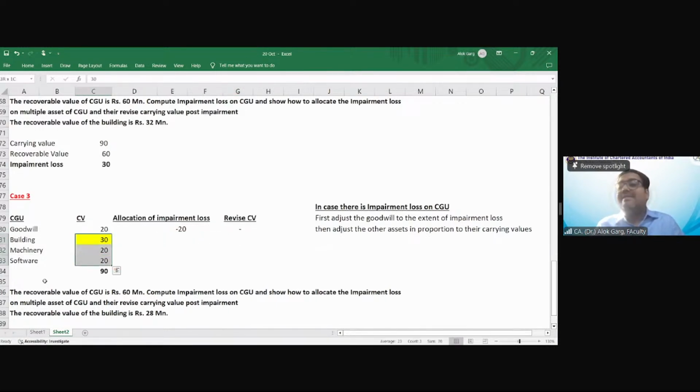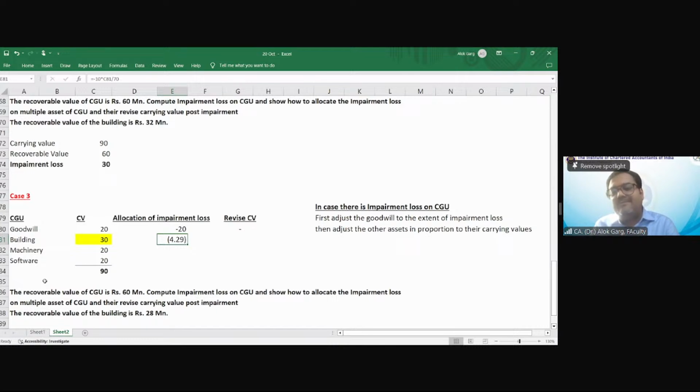Now I have 3 assets and I have a remaining 10 million. So if I do minus 10 multiply by 30 divide by 70 because of pro rata, this is coming out as 4.29. And what is the recoverable value of building, which is given in the question? 28. It means what is the impairment loss on building? 2 million only. 2 million.